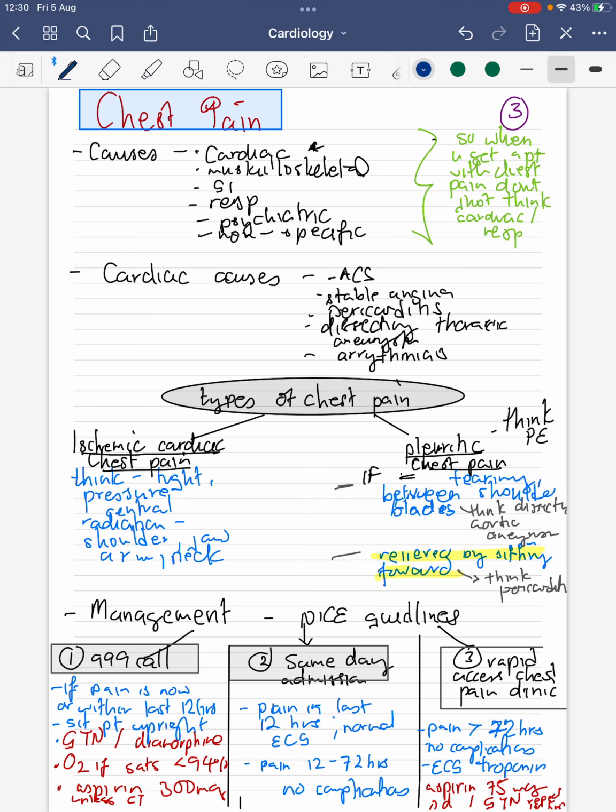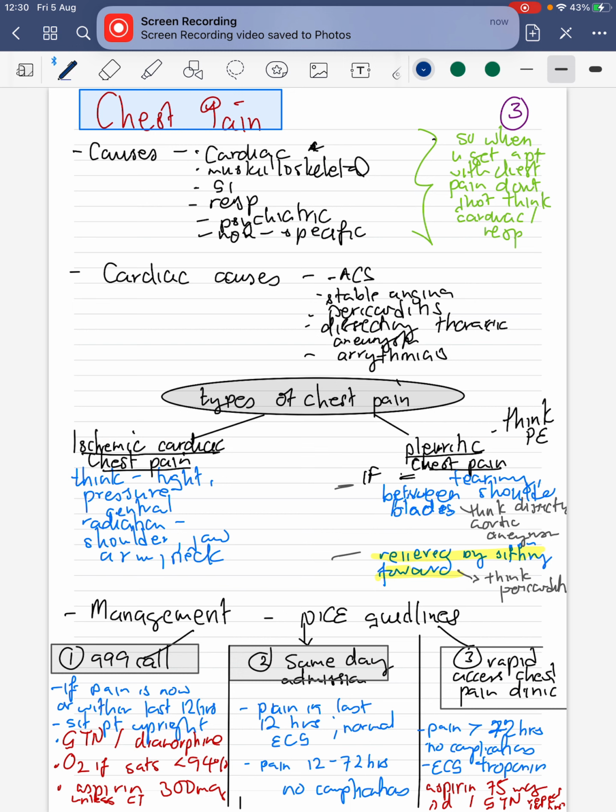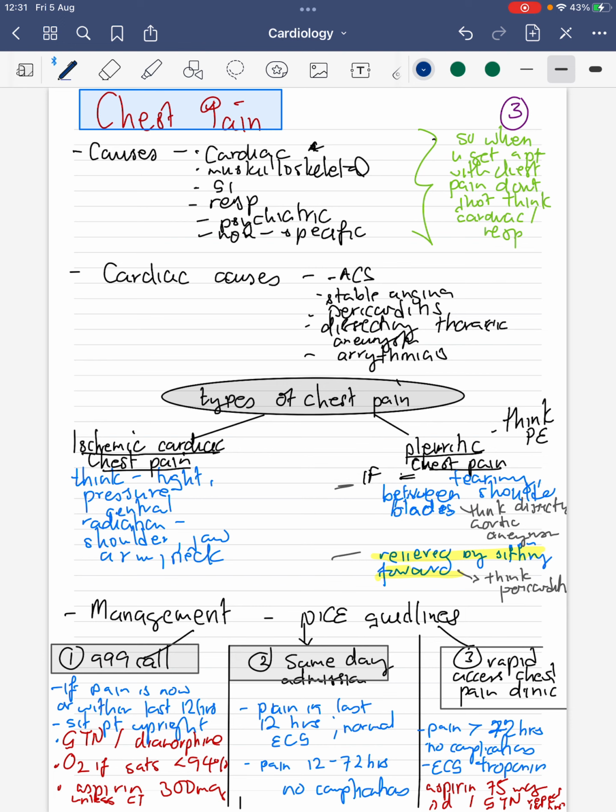The next topic we want to look at that commonly presents in the cardiology unit is chest pain. Chest pain is a very important symptom that patients come in complaining with, and what we need to firstly know about chest pain is the types of chest pain, what to suspect, and then what to do immediately.